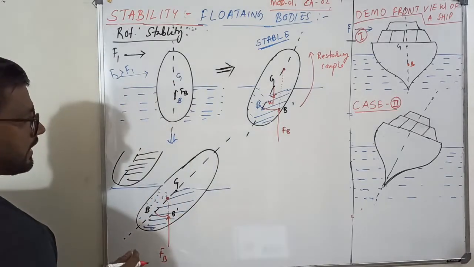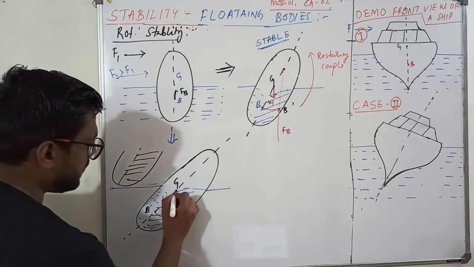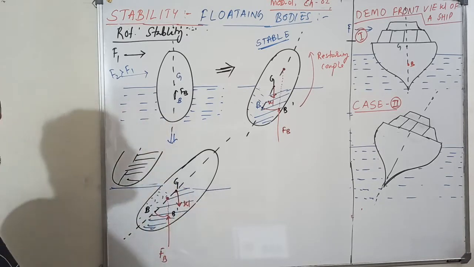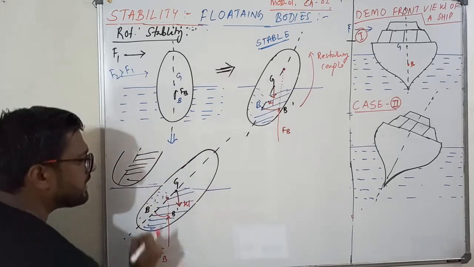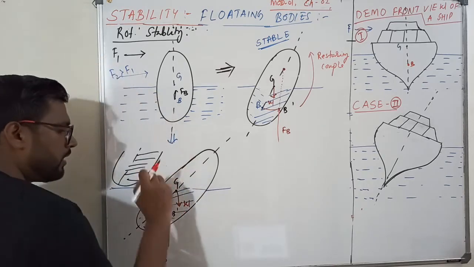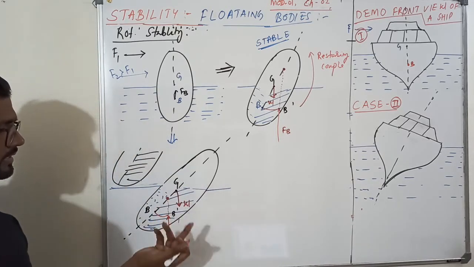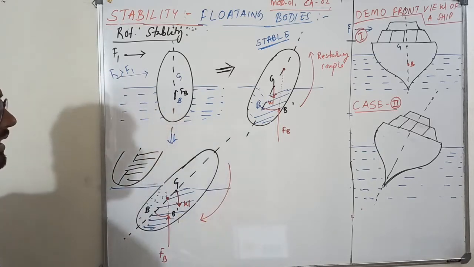Again, this is another case where the buoyancy force has now shifted here. Where is your G? Sir, G is here. What kind of force is acting at G? Sir, self weight, which is pulling it downward. Buoyancy is trying to move it up. So which kind of couple are you getting? Sir, we are getting a clockwise couple in this case.